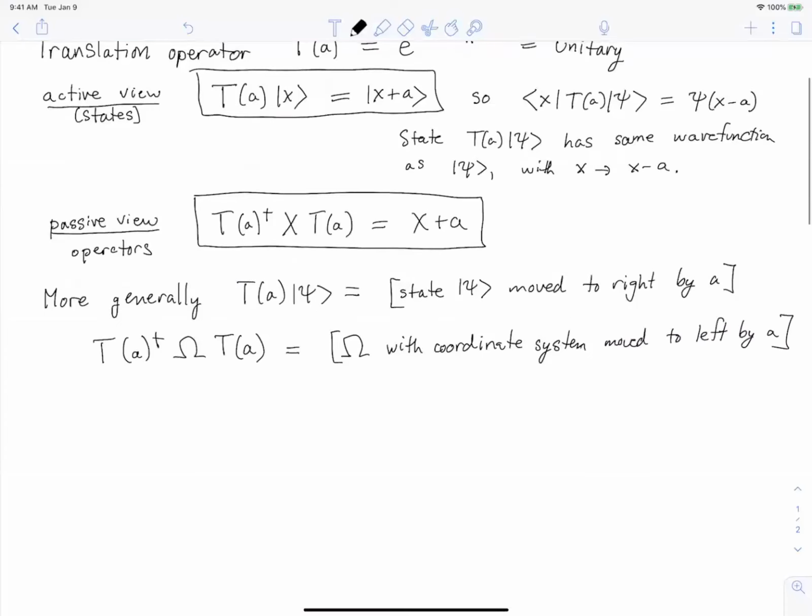Okay, so for example, the previous boxed equation is just what happens when omega equals x, but you could ask, for example, what happens if omega equals the momentum operator. So for example, T_a dagger P T_a is just equal to P itself, which makes sense because T_a is made out of an exponential of P. P always commutes with itself, so they just move past each other. So this is the passive view of what happens to a momentum operator.